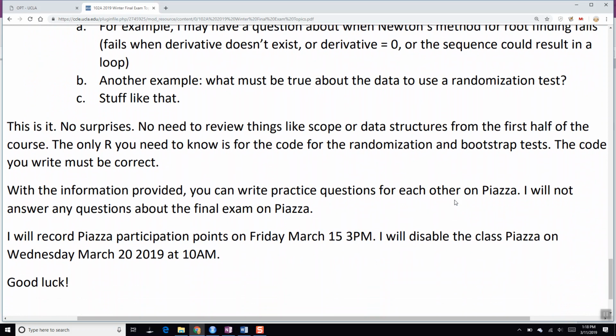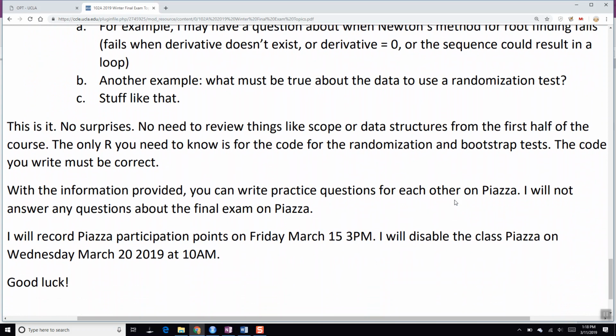But that said, I'm not going to answer any questions about the final exam on Piazza, okay? This is the document you get that describes the final exam, and this is it. If you have questions, now's the time to ask them, and I will answer. But after today's class, I'm not going to answer any more questions about the final on Piazza. I'll send out a seating chart, all of that.